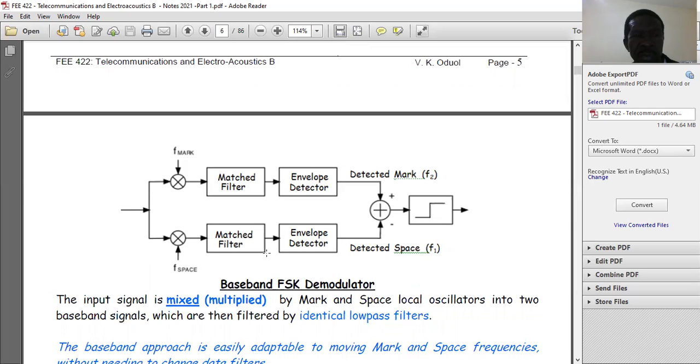You can see from this diagram that it looks slightly more complex because of these multipliers at the beginning. But it is simpler in the sense that now everything can work at the baseband. You don't have to tune the filter to F1 and another one to F2.